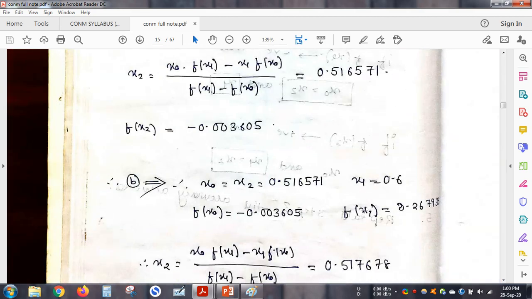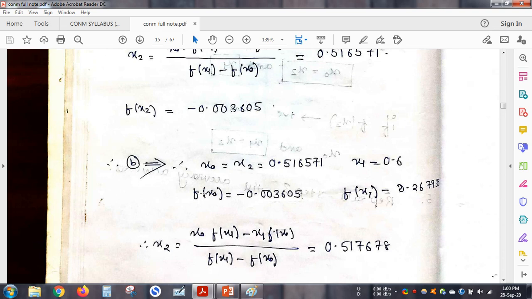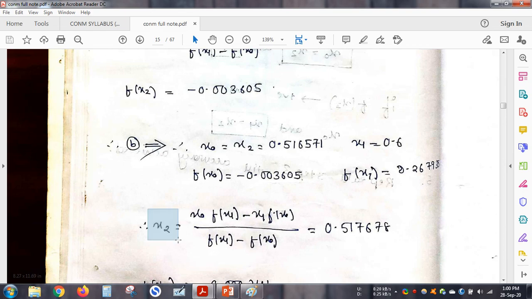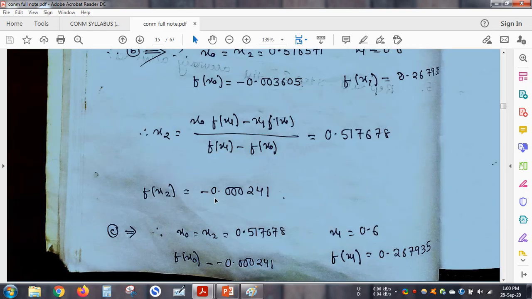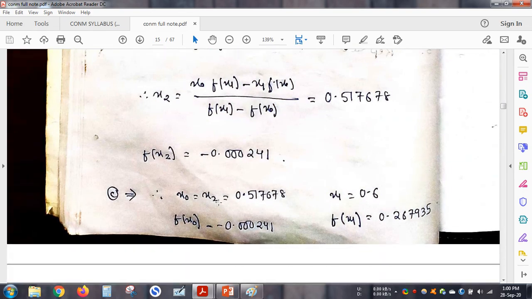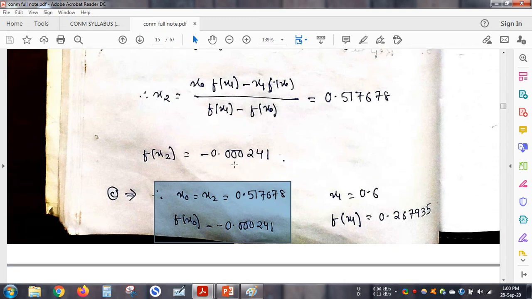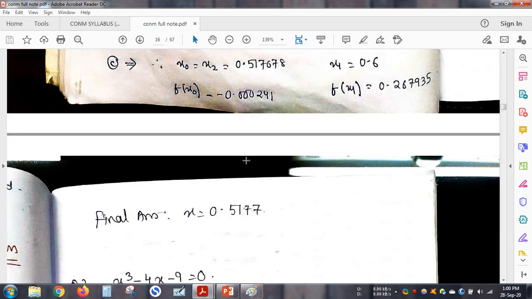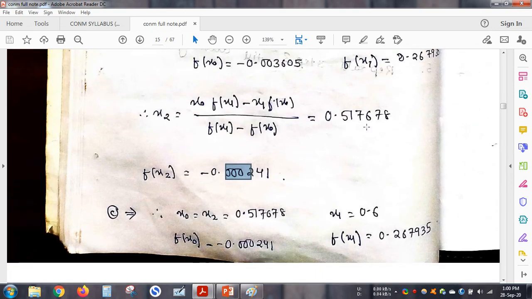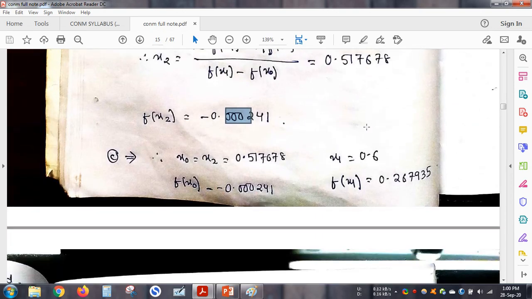Again I have this, so I already know from the last one that x1 did not change, but this changed, so I will find the value of f of x1 at this particular value. Again I find the approximated value, and again it is negative, so again I update the first parameter only. As you can see, by doing only 2 iterations, up to 3 decimal places the values are the same, isn't it?